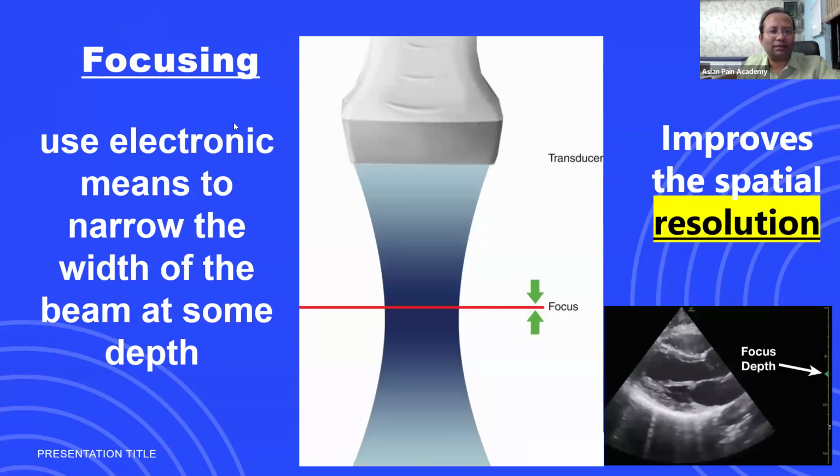Another thing is focusing. This is also an electronic means to narrow down the width of the beam at some depth. Nowadays there are machines which have automatic focus. You don't need to focus, just like our mobile phones now have automatic focus.